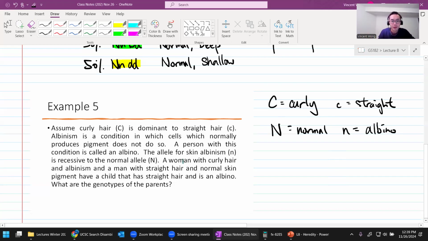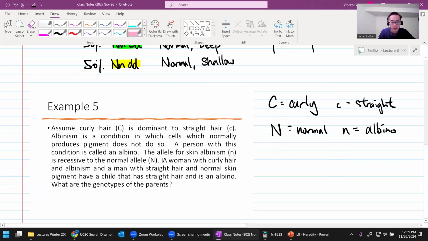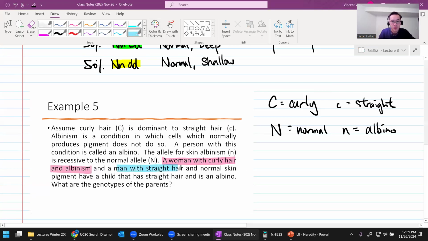Then we're gonna take a look at the family here. We have the mother. She has curly hair and albinism. And for the dad, he has straight hair and normal skin. Okay, and then they have a kid who has straight hair and is an albino.